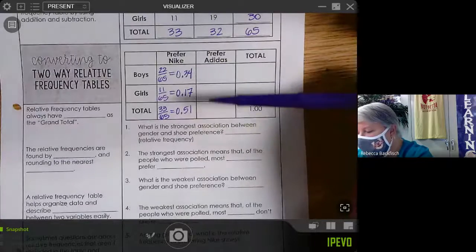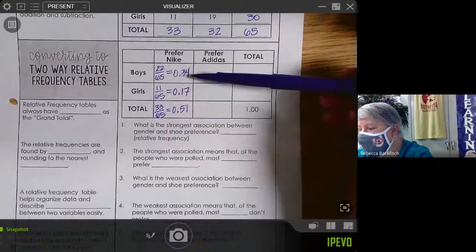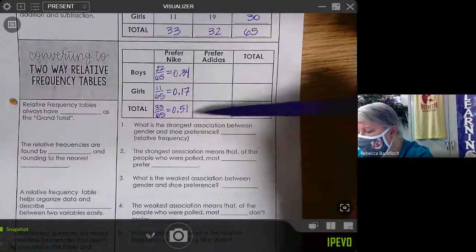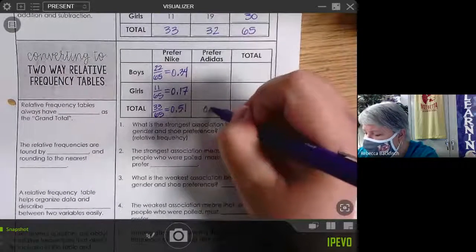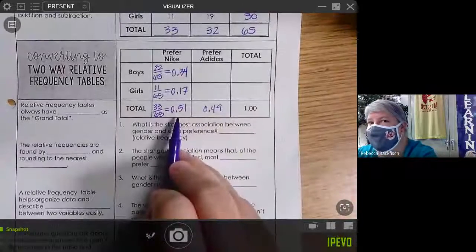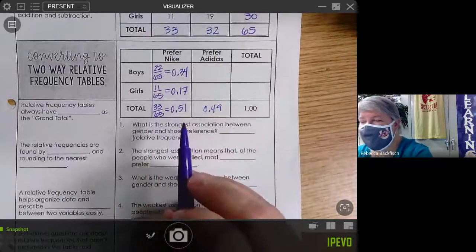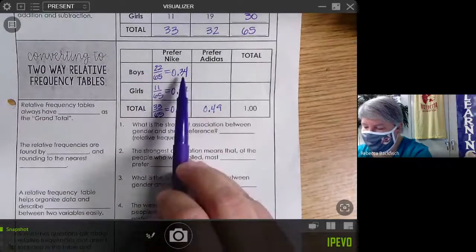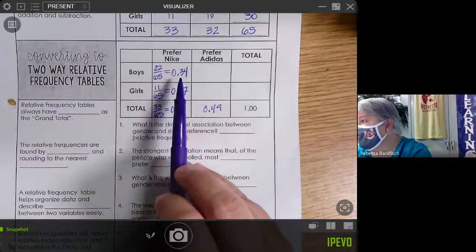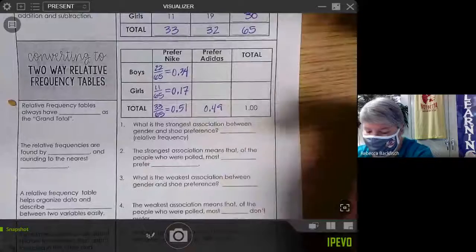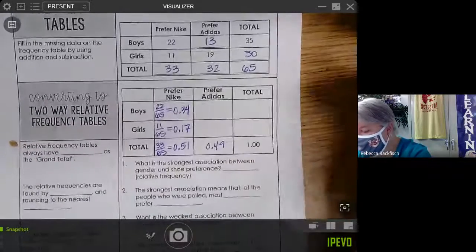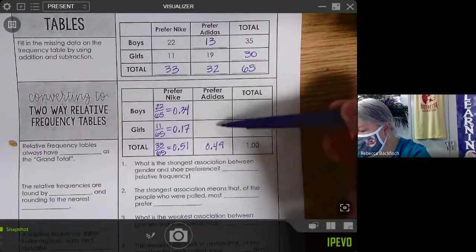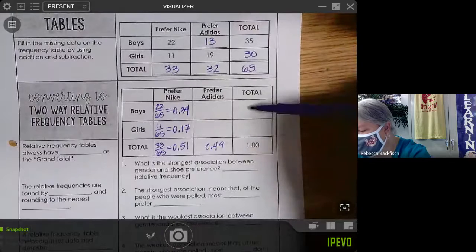Like, what if this was actually 0.33? But we knew that this was going to be 0.49. So we knew that this had to add up to 0.51, that kind of thing. So that might happen. It might not, but you might have numbers that are slightly off, sometimes by 1/100th, because of rounding. Okay. For this cell, you do 13 out of 65. This cell, you do 19 out of 65, and so on.